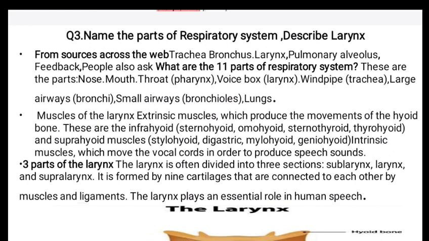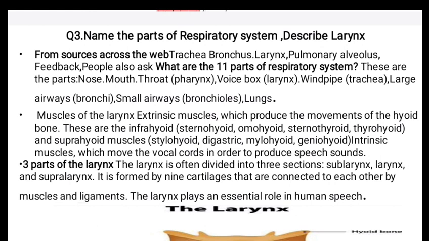Again, muscles of the larynx. Extrinsic muscles which produce the movement of the hyoid bone. These are the infrahyoid. Infrahyoid means 4 muscles, including sternohyoid, omohyoid, sternothyroid, thyrohyoid. Okay, these are the 4 muscles there.